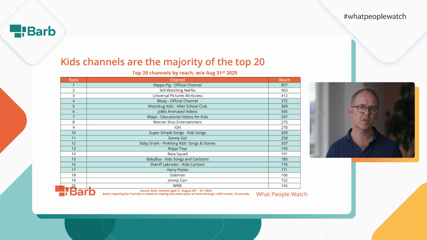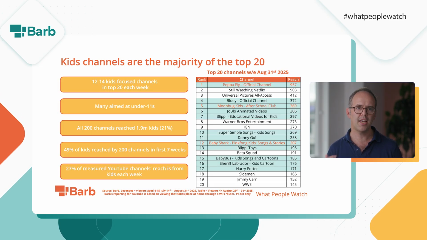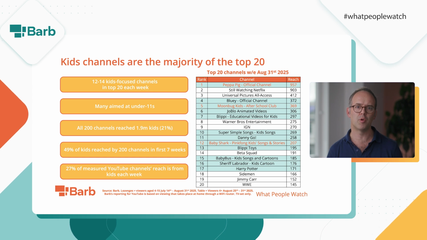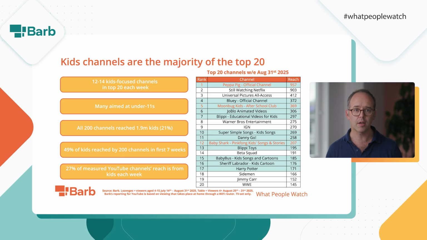For the week ending August 31st, 12 of the top 20 YouTube channels highlighted in light green here are kids focused. And in each of the 7 weeks to this week, between 12 and 14 channels of the top 20 were aimed at a young audience. Indeed, many are for the even younger kids that we saw earlier are increasing their YouTube time on a TV set. Here I've highlighted 3 with orange text: Peppa Pig, Moonbug Kids and Baby Shark. As a parent of young children myself, I know that my kids are familiar with their work.